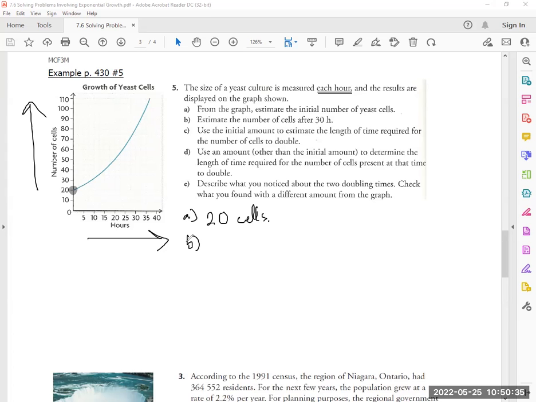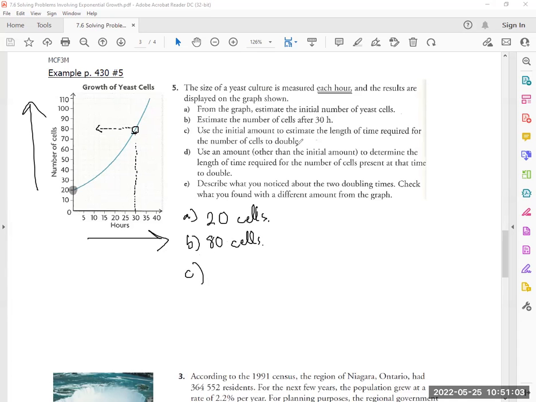Estimate the number of cells after 30 hours. So looking at the graph, 30 hours is right there. So I'm going to climb this graph. It is a Y value right there. So what value is it? 80. After 30 hours, so just over a day, it has quadrupled. It's 80 cells.